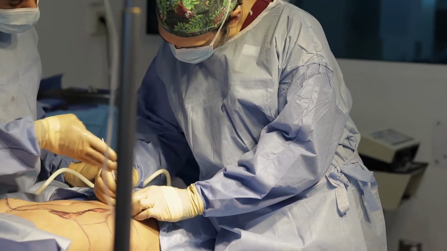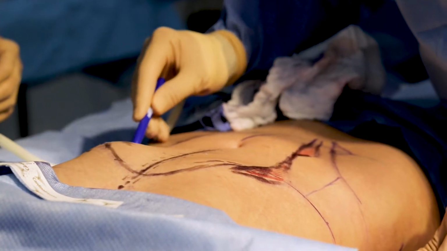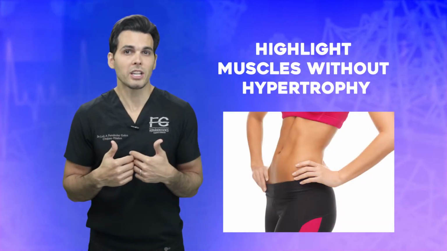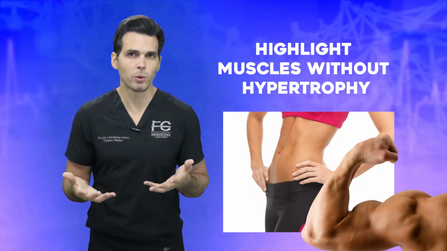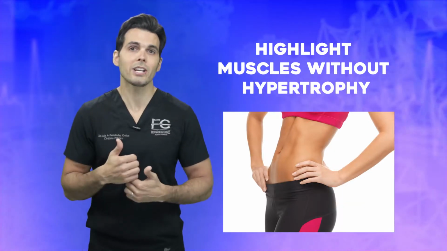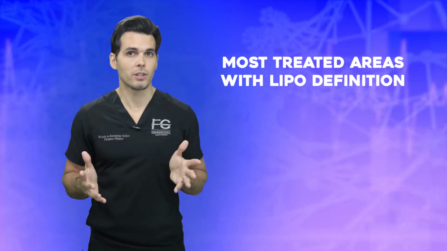So when we're doing lipo definition, we're not treating the muscles, we're treating the fat. So what we're doing is making those muscles, even though they're not as hypertrophic as they should be, highlight a little bit more. So we cause that shadowing of a hypertrophic muscle without the muscle being as big as it should be. So which are the areas that we treat the most with lipo definition?